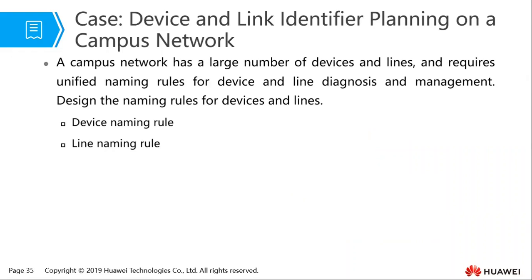So can someone read for us this scenario? Anyone? Yes, go ahead. Device and link identifier planning on a campus network. A campus network has a large number of devices and lines and requires unified naming rules for device and line diagnosis and management. Design the naming rules for devices and lines. Exactly. Okay. So device naming rule.